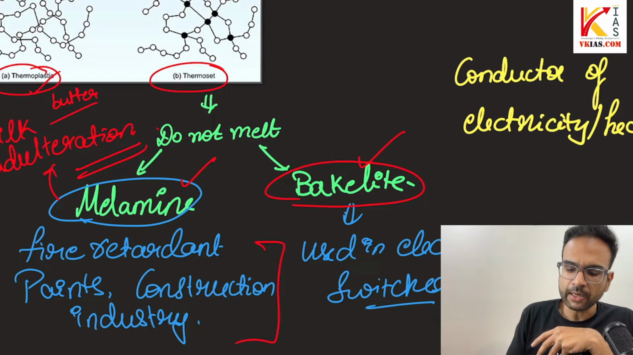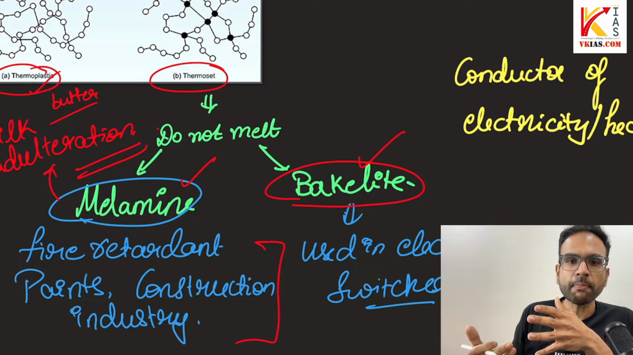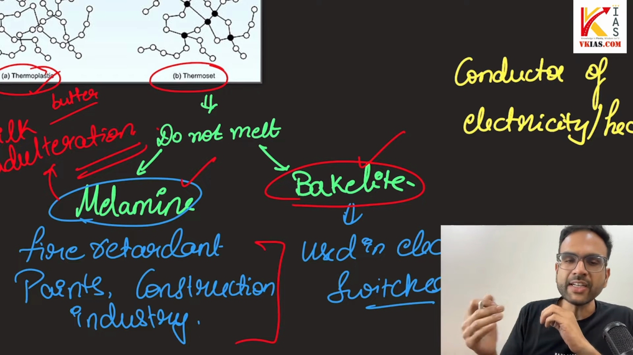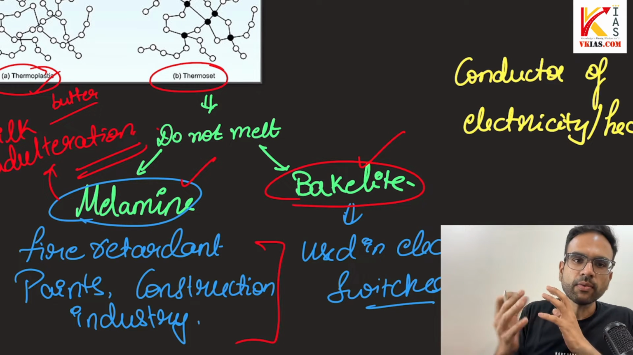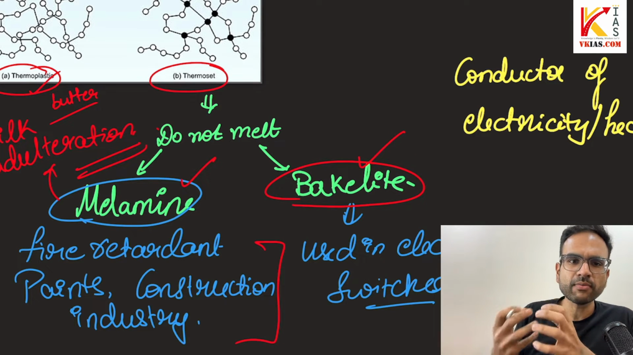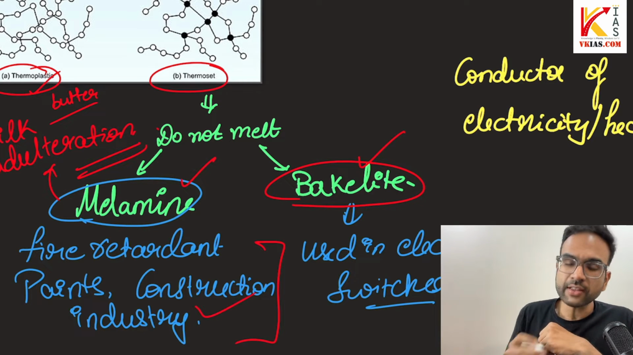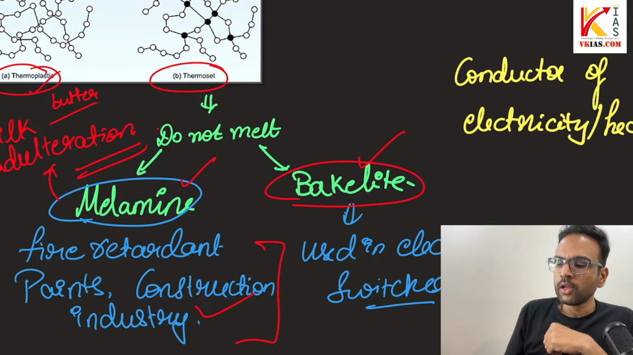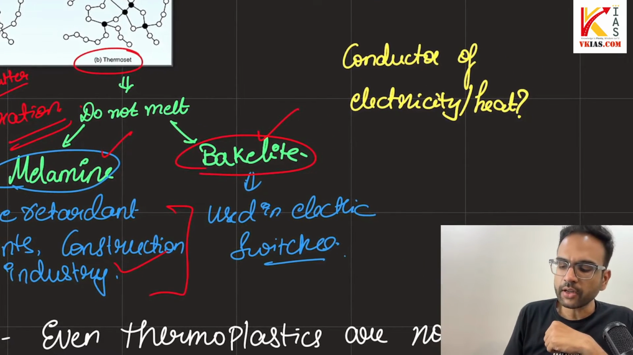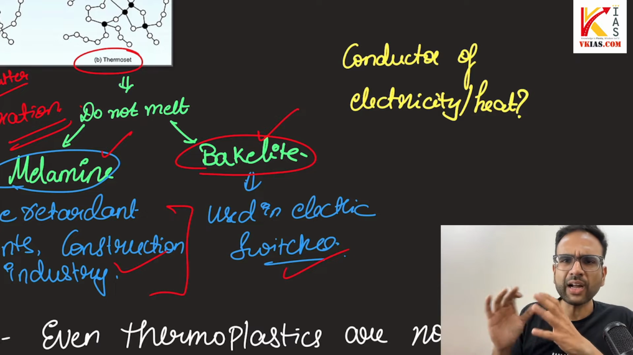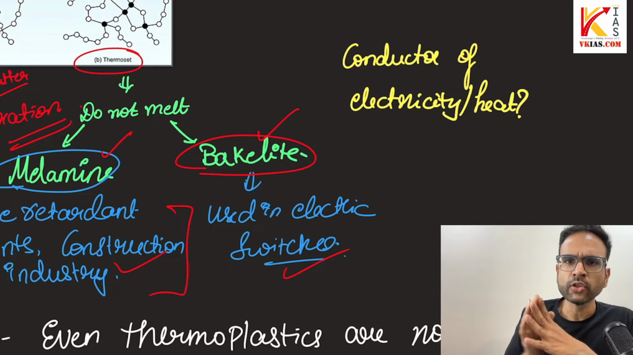For example, melamine is a fire retardant paint. It is used in paints to protect the material from fire, so it is fire resistant. It's also useful in the construction industry. You also see some switches which are very resistant to heat and don't conduct electricity as such. They are poor conductors of electricity and heat, and that's the reason why they are used.